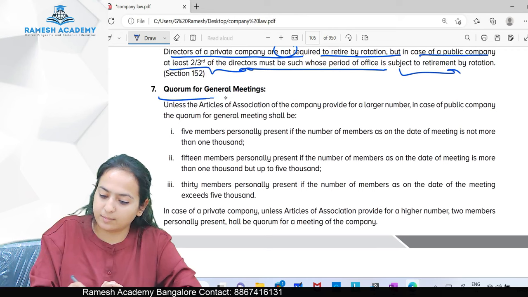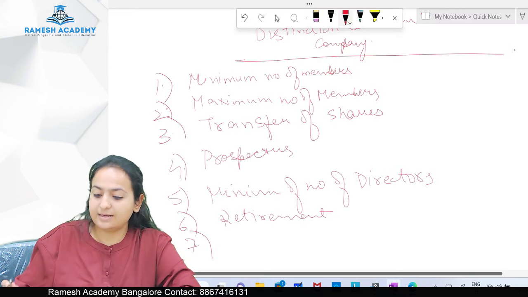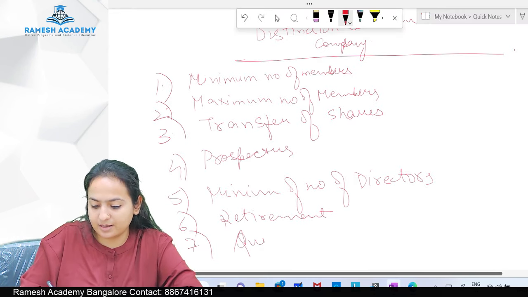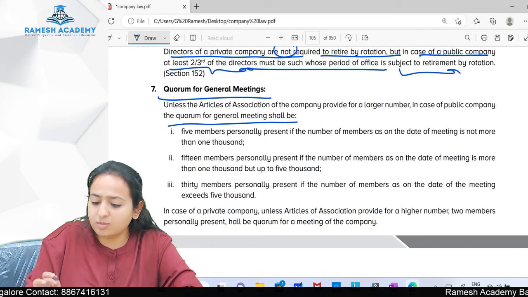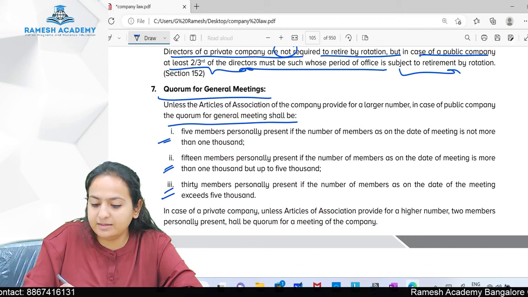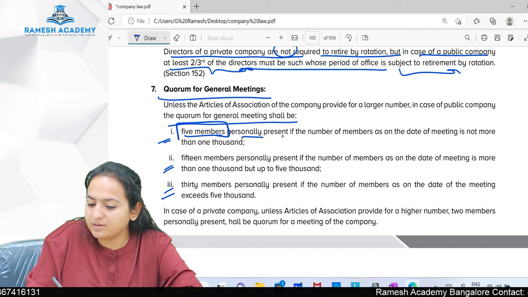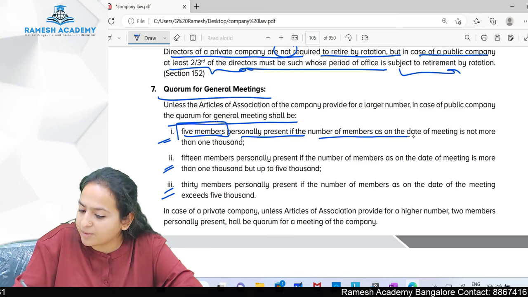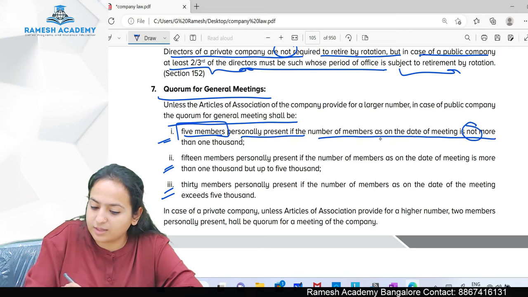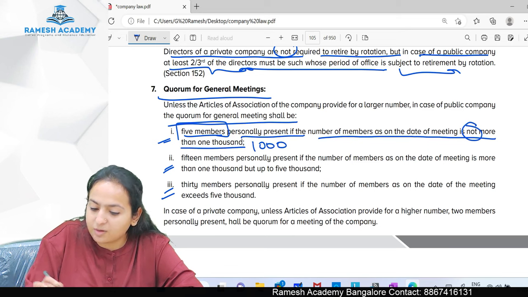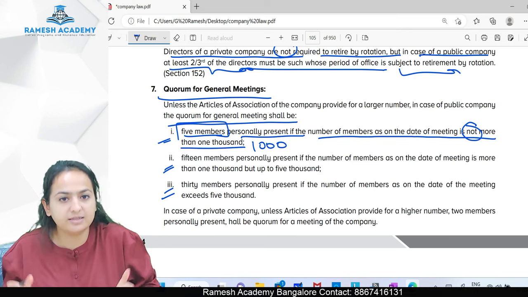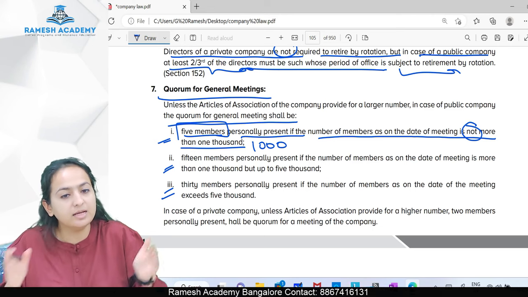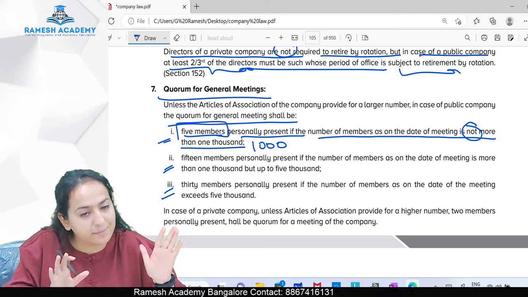Next is quorum. Quorum is what? Attendance. In legal language, it's called quorum. Quorum of general meeting shall be 5, 15, 30. Five members should be personally present if the number of members as on date of the meeting is not more than 1000. If the number of shareholders at the time of the general meeting is not more than 1000, then 5 members should be the quorum. They should be present in attendance.